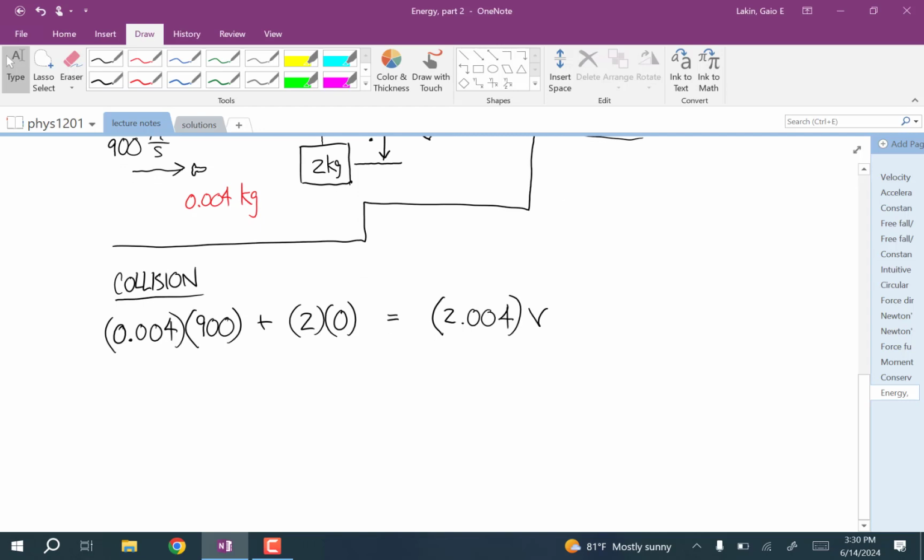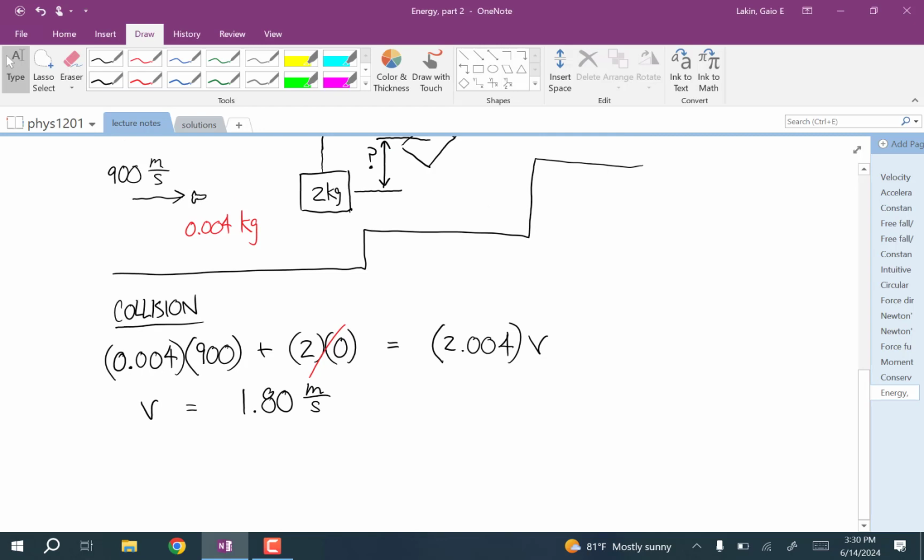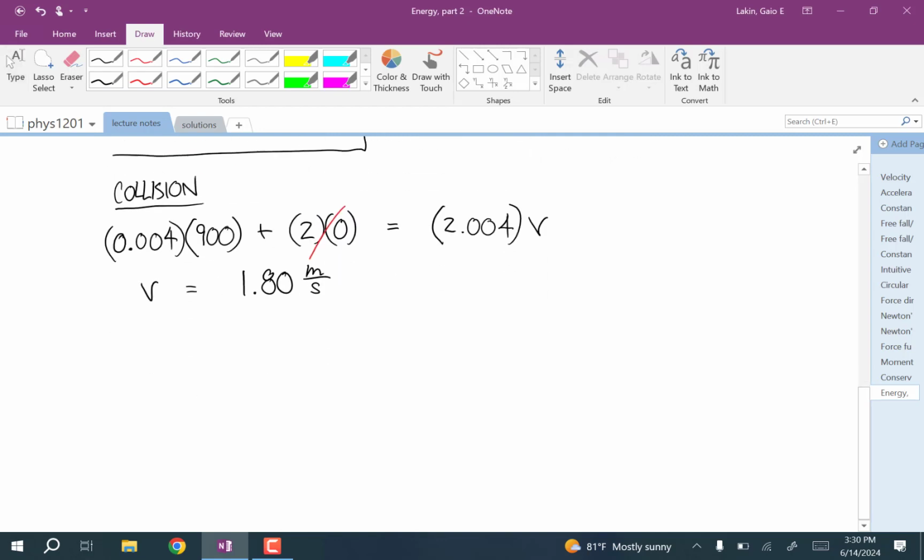Okay, so we have, this term goes away. Divide both sides by 2.04, and we get that the velocity of the system after the collision is 1.80 meters per second. And now we have to deal with the swing. So what's happening with this swing?